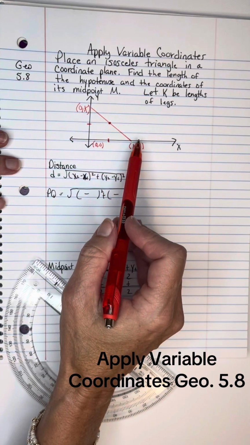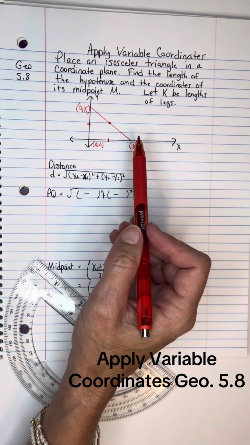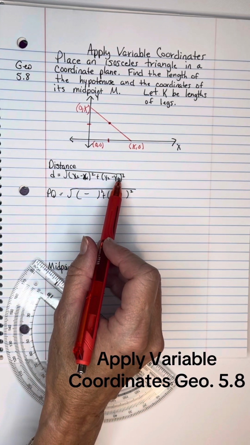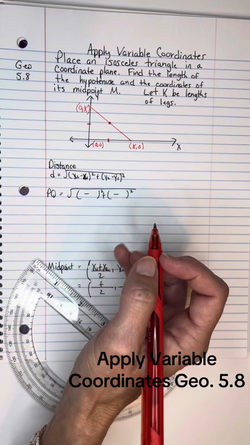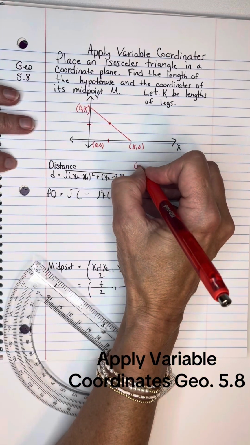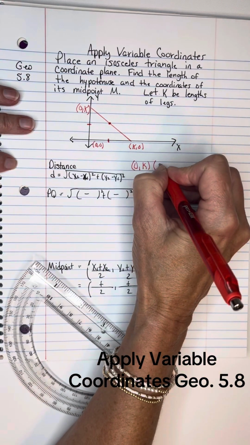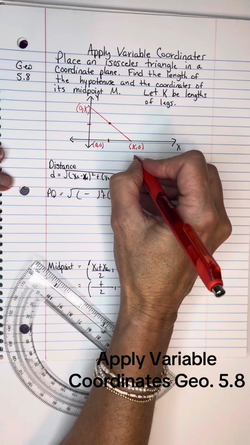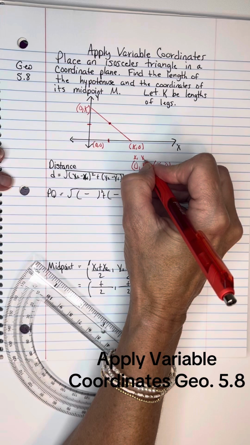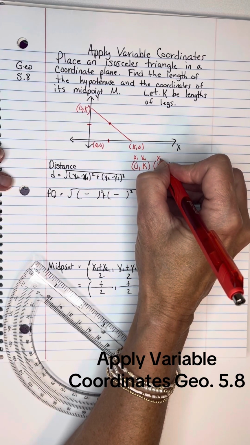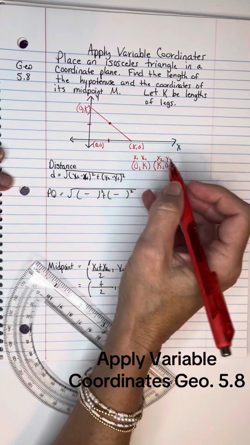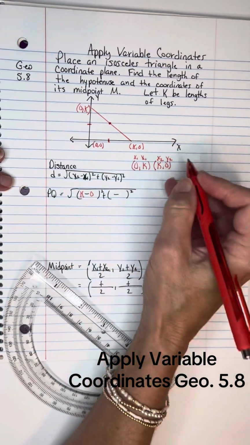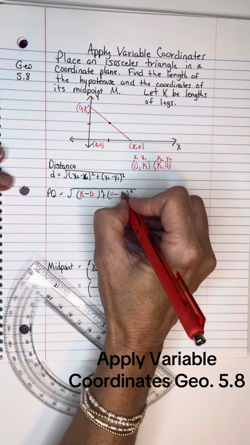I can't count it because it's not horizontal or vertical, but I can use the formula: the square root of x2 minus x1 squared plus y2 minus y1 squared. All right, so I'm going to say we got the 0, K and the K, 0 and place those in the proper spots. x1, y1, x2, y2 may help you. So for the x's, I have K and 0. And for the y's, I have 0 and K.